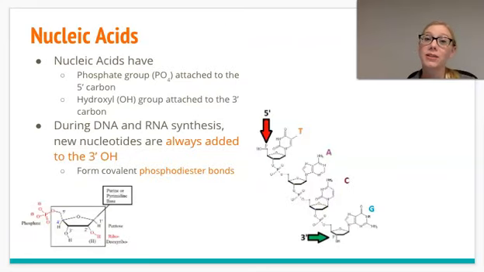Up next, we have nucleotides. Nucleotides have a phosphate group, and it's always going to be at what we call the 5' end or the 5' carbon, and they have a hydroxyl group, and it's always going to be attached to what we call the 3' end. Why is this 5' and 3' end really important? Well, it's really important for DNA and RNA synthesis because new nucleotides are always going to be added at this 3' end. They cannot be added at the 5' end. And they form a covalent phosphodiester bond when they do this.